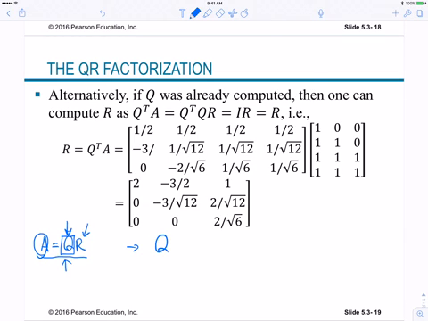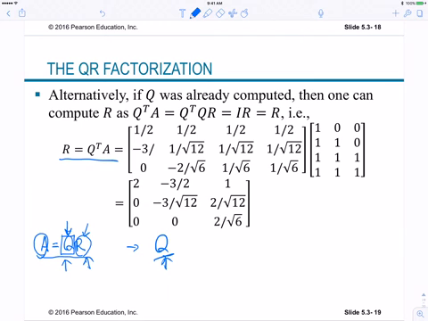But in this case, someone already gave Q, so we can just omit that. The purpose of our task is to compute this matrix R. And in this case, we can very easily compute R without having to proceed column by column. So that trick is this guy.